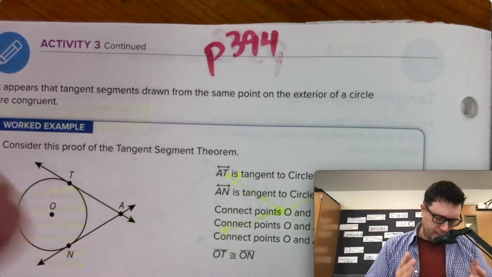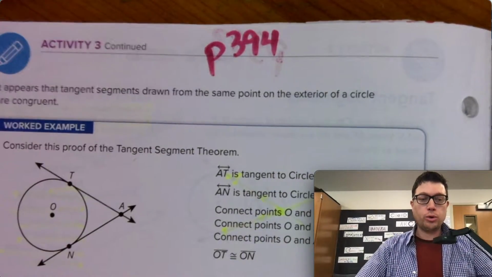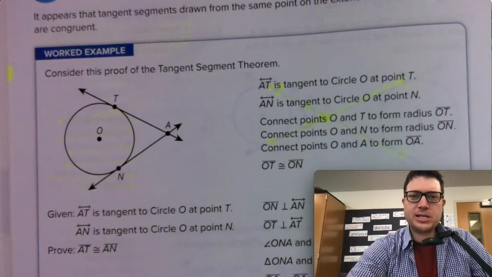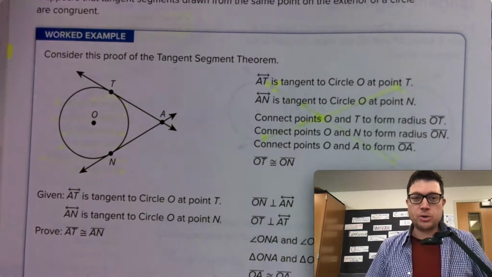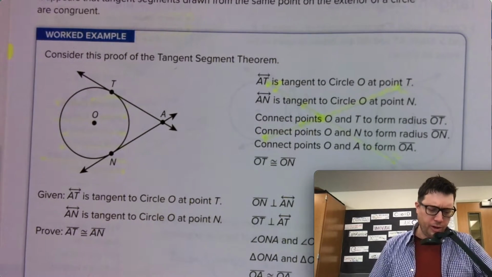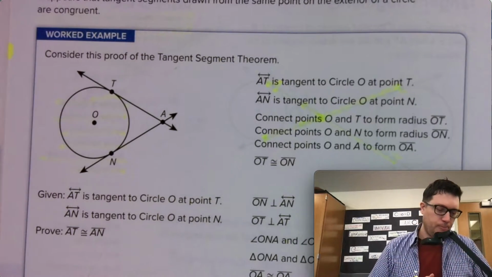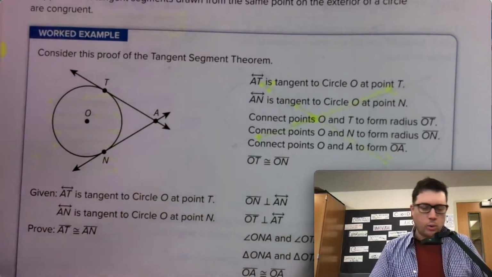What we are discussing here is that a tangent segment to a circle is congruent to another tangent segment. It appears that tangent segments drawn from the same point on the exterior of the circle are congruent. Let's actually go through a proof and maybe, to a degree, come up with some agreement for it. Consider this proof of the tangent segment theorem, so that they are equal.